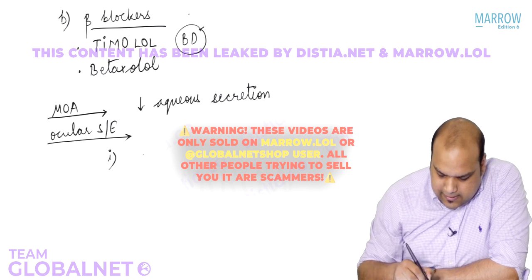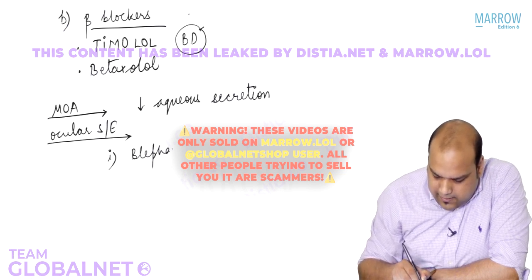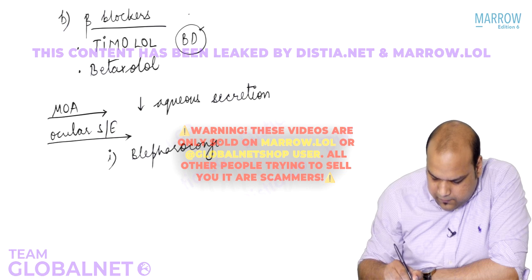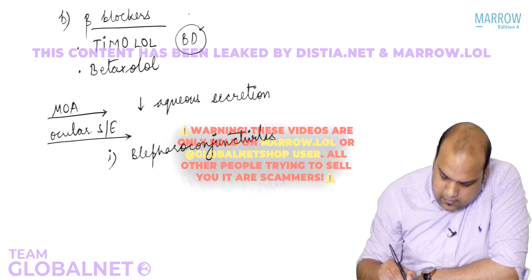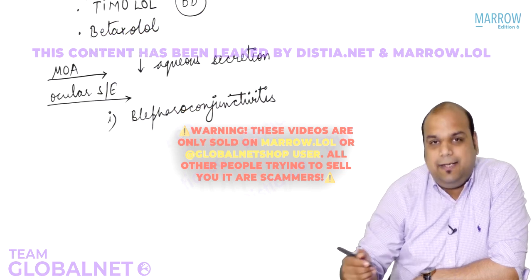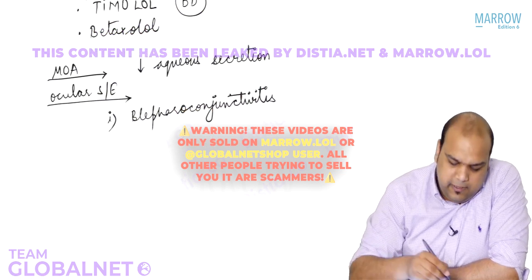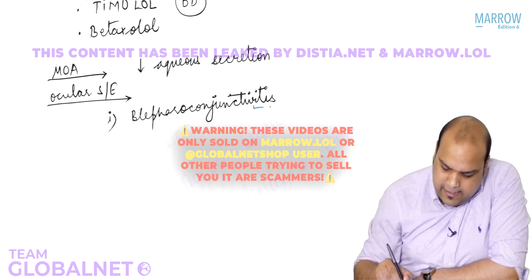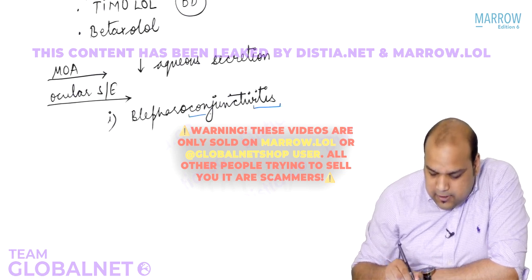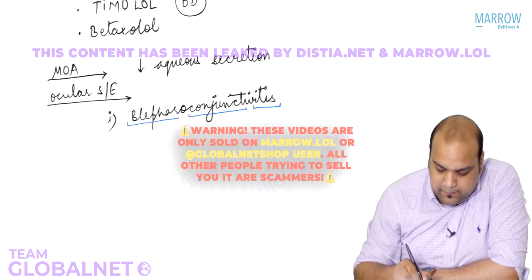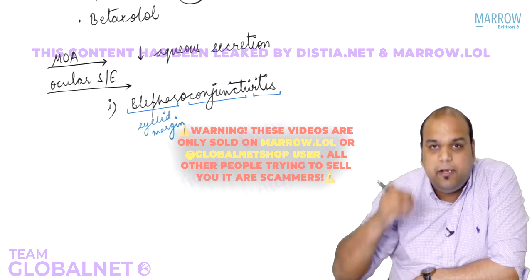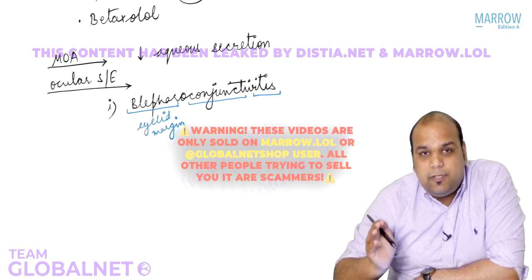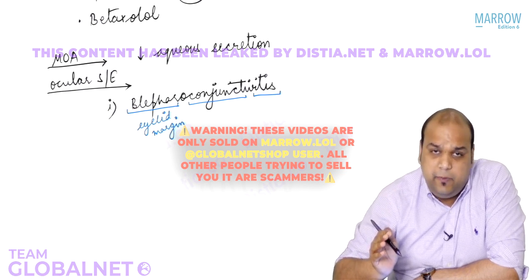Now, what are the ocular side effects? So the ocular side effects are, number 1, blepharoconjunctivitis. I hope you understand the meaning of this word yourself. It is made up of 3 words. Itis means inflammation. Inflammation of conjunctiva and blephar. What is blephar? Blephar is eyelid margin. Eyelid margin means the point where your eyelashes come out from. So there is inflammation of conjunctiva and eyelid margin.